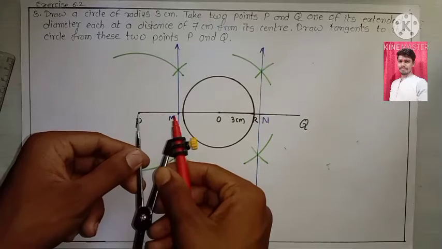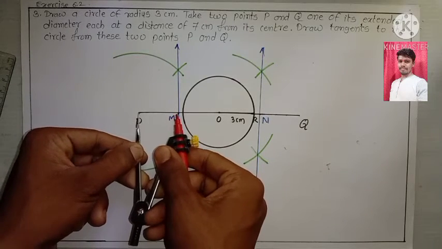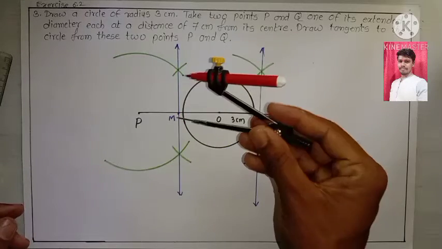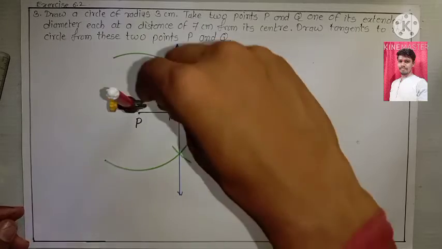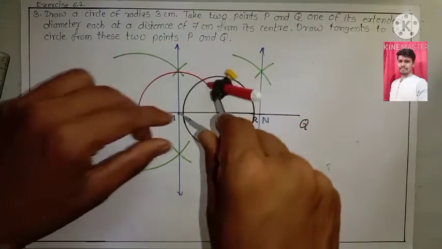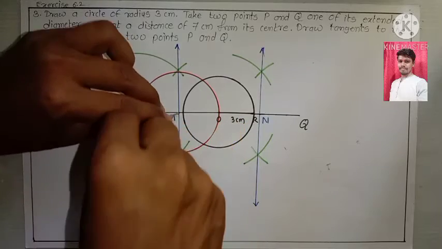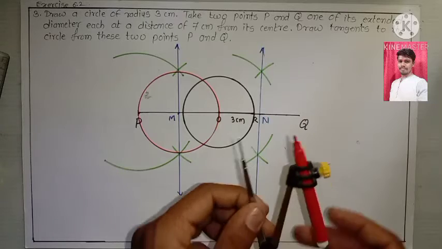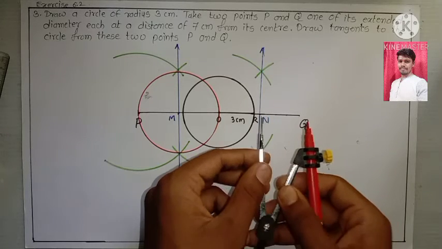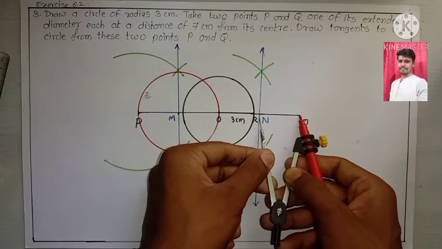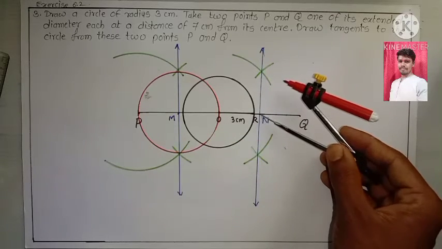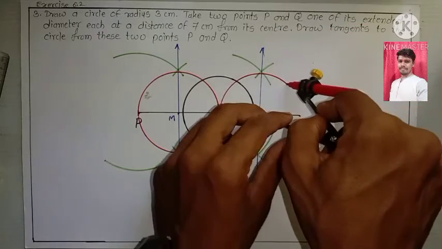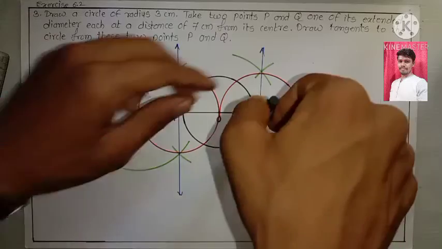In the compass take the PM distance, put the needle first on point M and draw one circle which intersects the previous circle. Same again: in step 7, take the NQ distance in the compass, put the needle on point N and again draw one circle, intersecting.